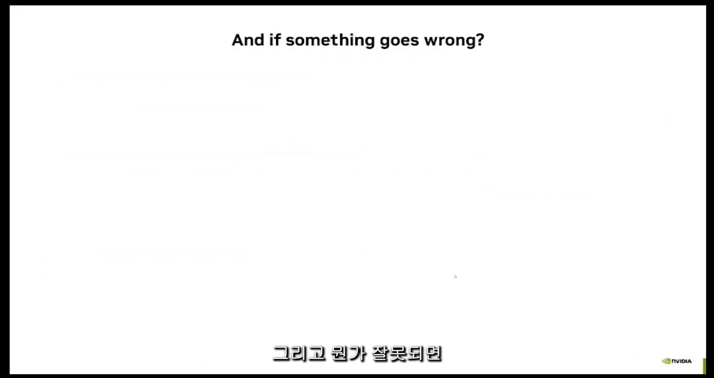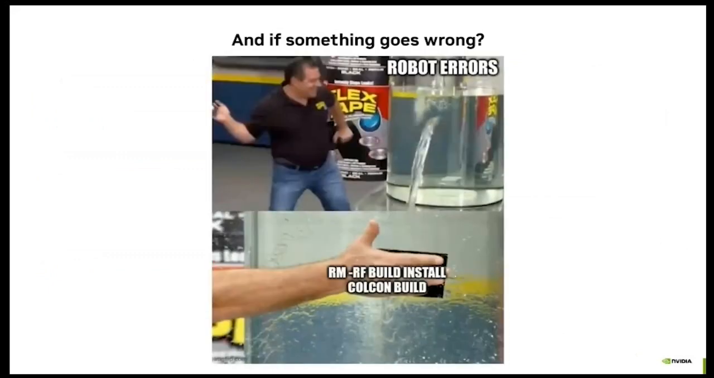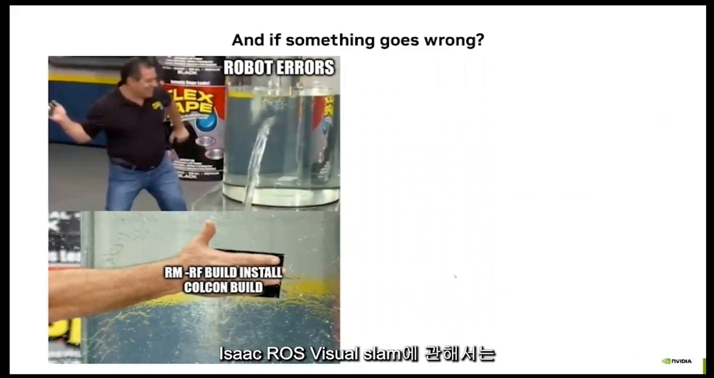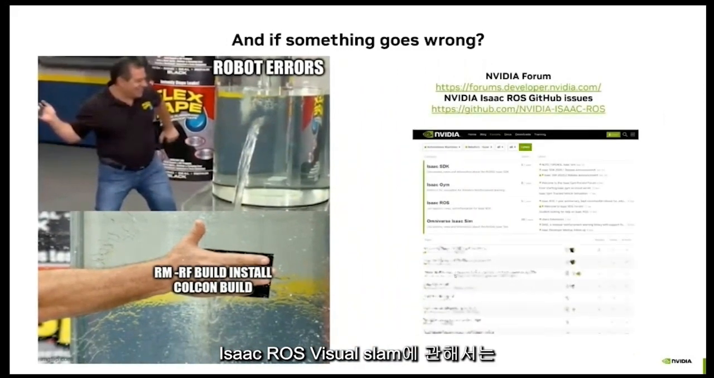And if something goes wrong, remember: build, remove, build, install, colcon build. Or if it's not an issue about ROS but something about Isaac ROS Visual Slam, remember, we have our forum, and you can write or open an issue on GitHub.